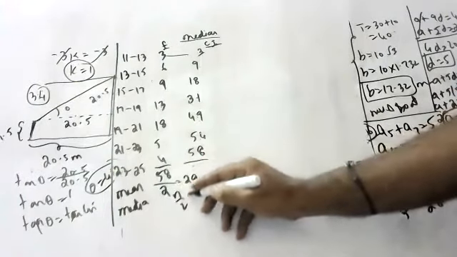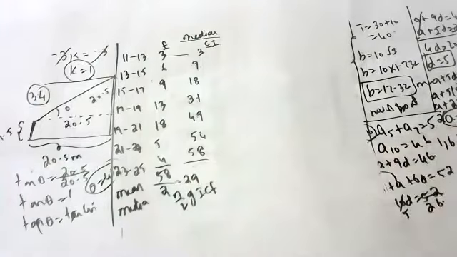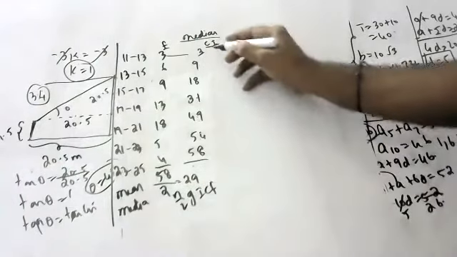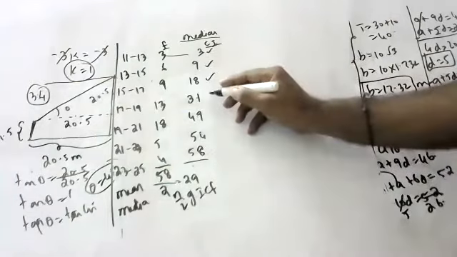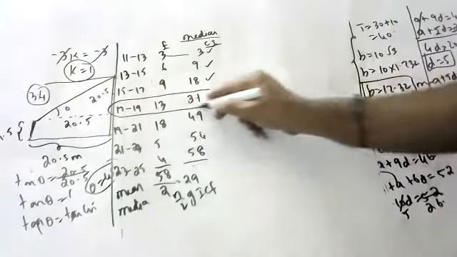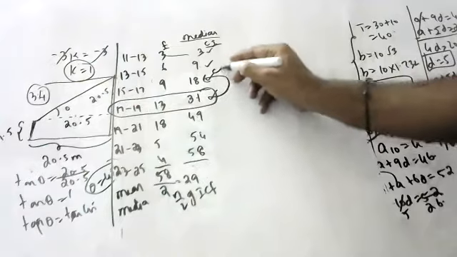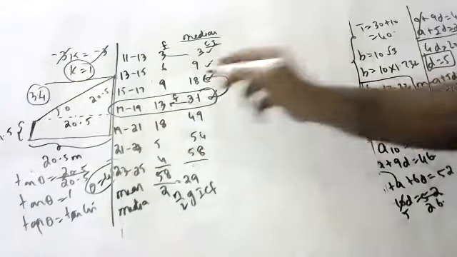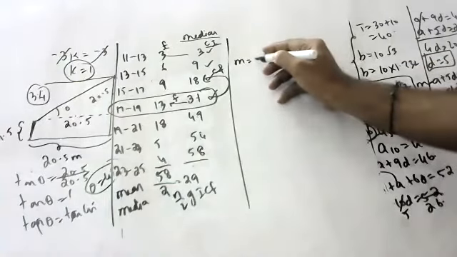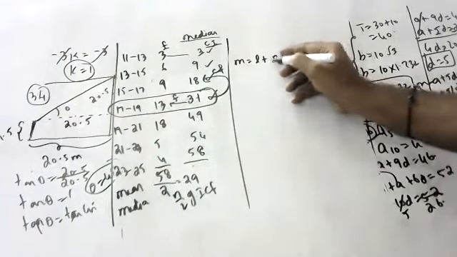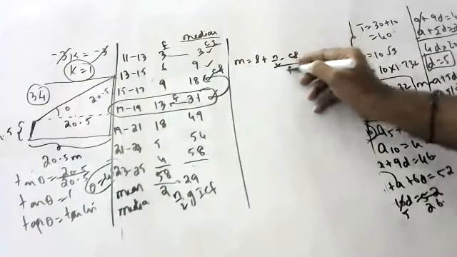Okay, the class containing N by 2 in the cumulative frequency is your median class. Will 29 come below this? Below 9? No. Below 18? No. Below 31? Yes. This is your median class. This is your CF. This is your F. Median is L plus N by 2 minus CF by F into H.